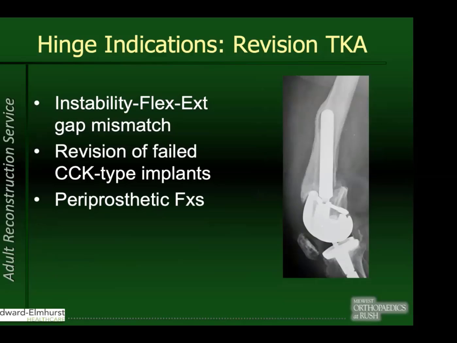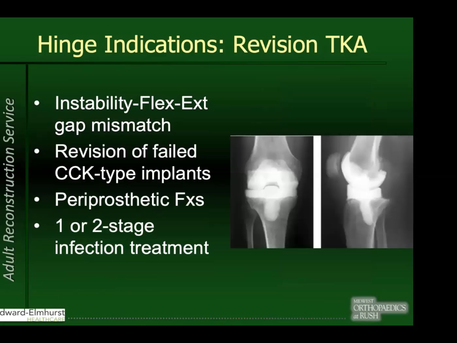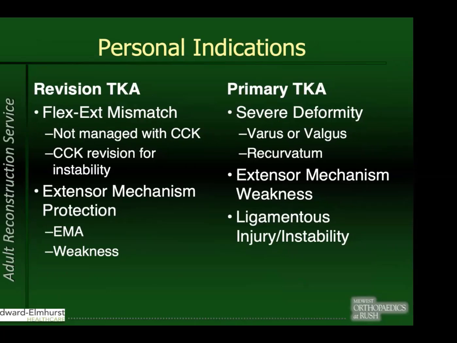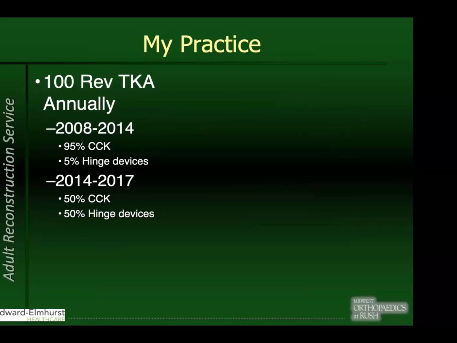On the revision side, a flexion extension mismatch is probably the biggest reason for me to do a hinge. Failure of a CCK implant, I typically will go to a hinge and don't try to reinvent the wheel there. Periprosthetic fractures, a lot of times you're doing a distal femoral replacement type of thing, so that's going to be a hinge device. And in cases with 1-stage or 2-stage infections, I'll often use a hinge if the thorough debridement requires removing some of the stabilizing ligaments around the knee. My personal indications for revision knee: flexion extension mismatch not managed with a CCK, CCK revision, and anytime I need to protect the extensor mechanism, I'm going to put a hinge in.